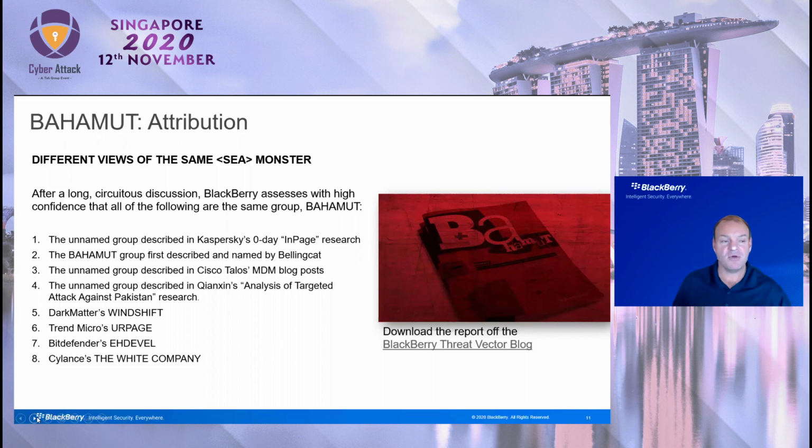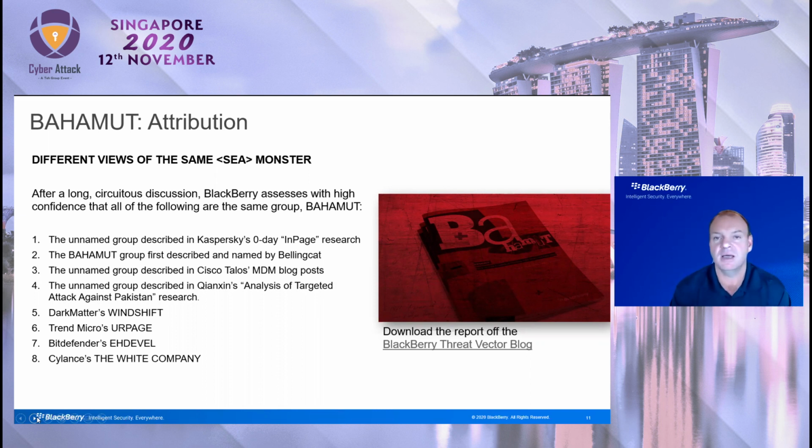So to summarize, in terms of where we're at, very different views of the same sea monster. BAHAMUT is actually originally a name attributed to a mythological deep sea monster, and the idea is that they are dark and can never be found. Originally, we think it's the name given by Kaspersky in the zero-day InPage research that they put out. And then further along, Bellingcat in 2016 gave the first description of this group. And then others have also found it, from Trend Micro, Bitdefender, and Cisco as well.